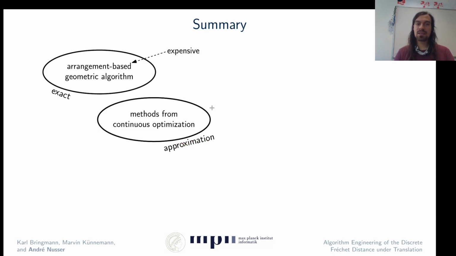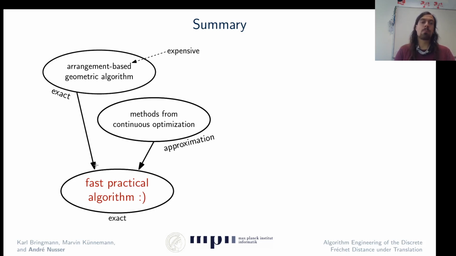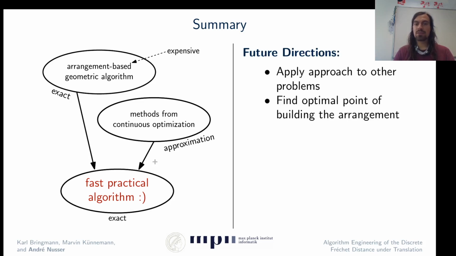Now, let me summarize. What we saw is we have an arrangement-based geometric algorithm, which is exact but expensive. We have methods from continuous optimization, which unfortunately are only approximative. But if we combine them, we get a fast practical algorithm, which is exact, which is very nice. And in future directions, what is very interesting is, can we apply the approach to other problems? For us, that's the main point of this paper, that maybe we can use this for other approaches. We should look at other, especially geometric problems, where this is possible, and this might give significant practical improvements in this area.